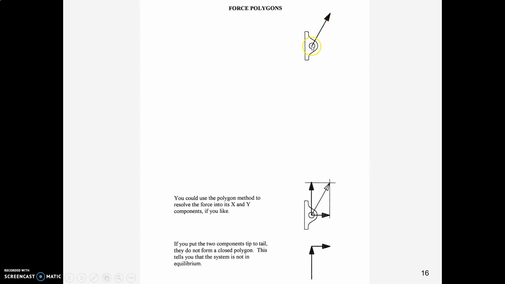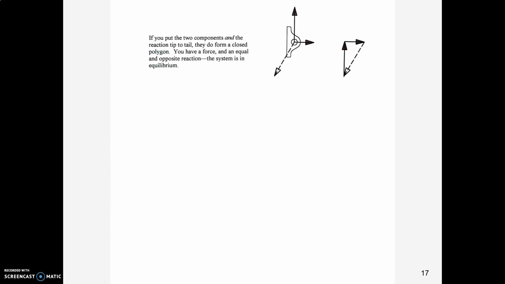Now, that one force at an angle, you could split that into an x component and a y component if you wanted to, and we often do that when we're using a calculator instead of CAD. So here are the x and y components of that slopey force. If you put the x and y components tip to tail, you'll notice they do not form a closed loop. There's open space here. So we are not yet in equilibrium because we don't have equal and opposite reactions yet.